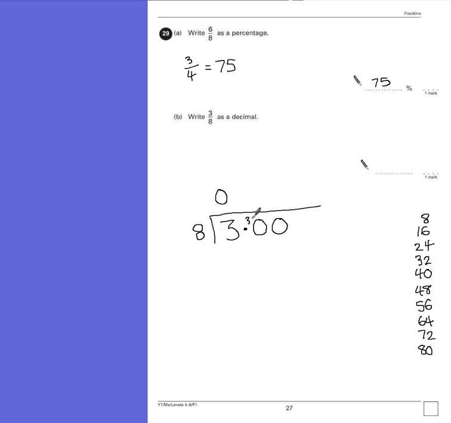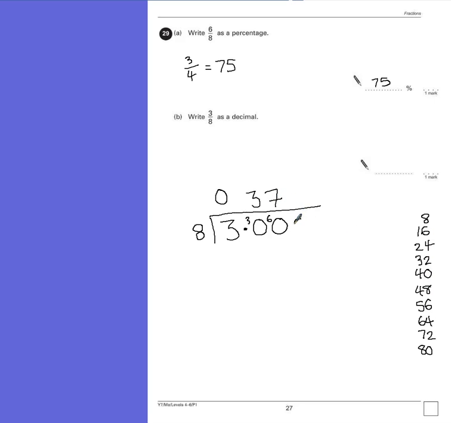So 8 into 30 goes 1, 2, 3. That was 24, so that leaves us with 6 remainder. Pass that across to the next column, means we've got 60. 8 into 60 is 1, 2, 3, 4, 5, 6, 7. And that leaves us with 4 remainder.